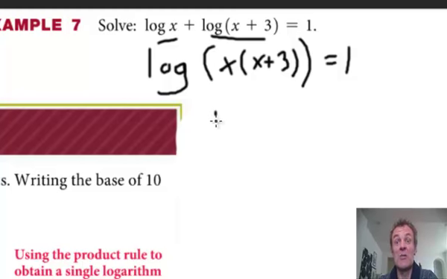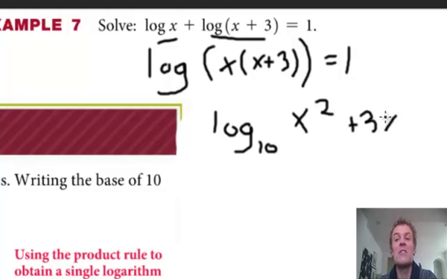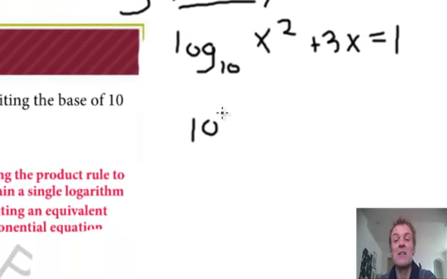If I do the distributive law on that, that's log. Now remember what log is. I'm going to write it in. Log is log to the base 10, so put it in if you want to. x squared plus 3x, and that equals 1. All I've done is the distributive law and written 10 in. Because, watch this, change from log form to exponential, 10 to the power 1 will equal x squared plus 3x. So again, 10 to the power 1 equals x squared plus 3x.